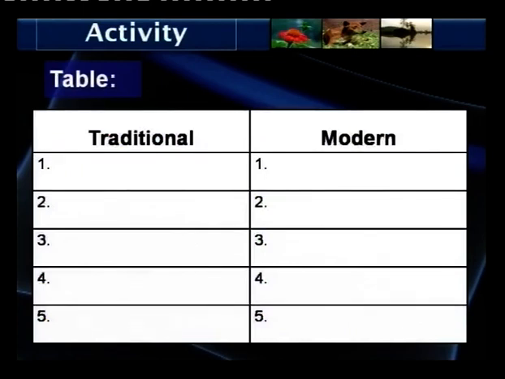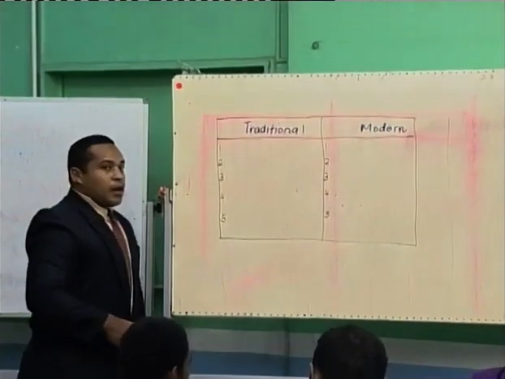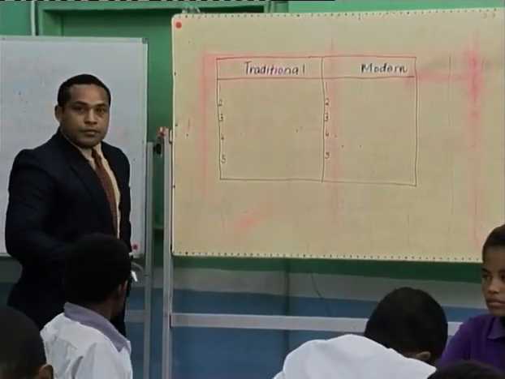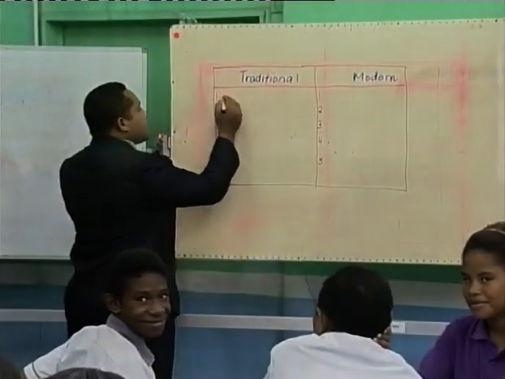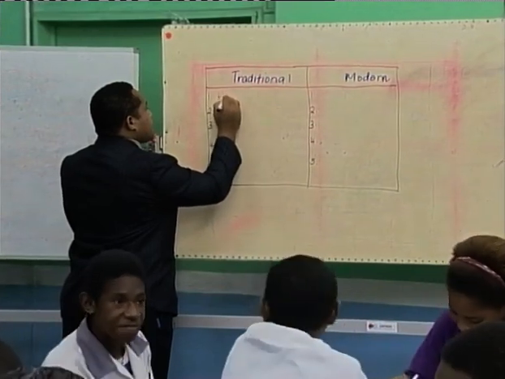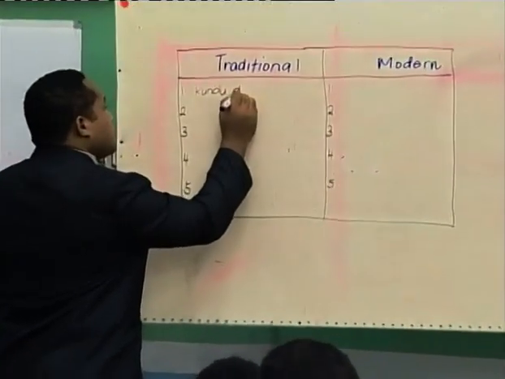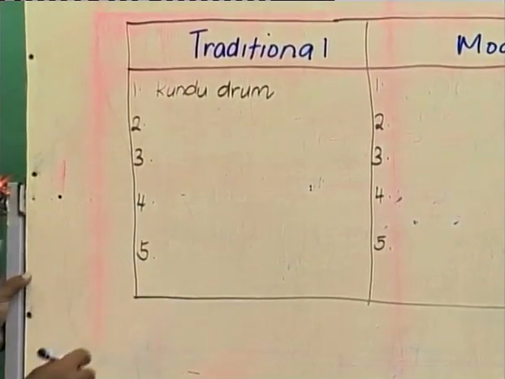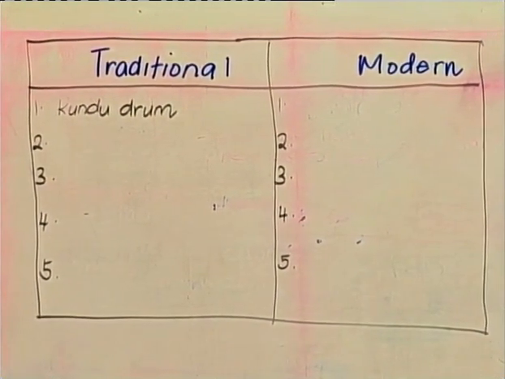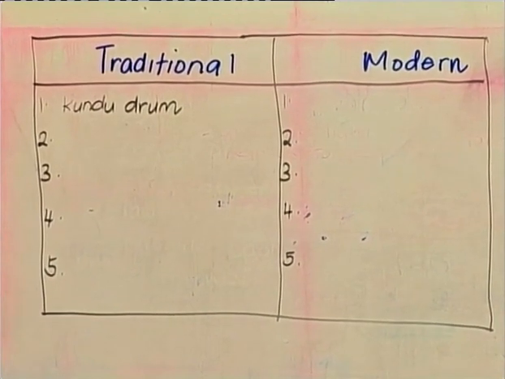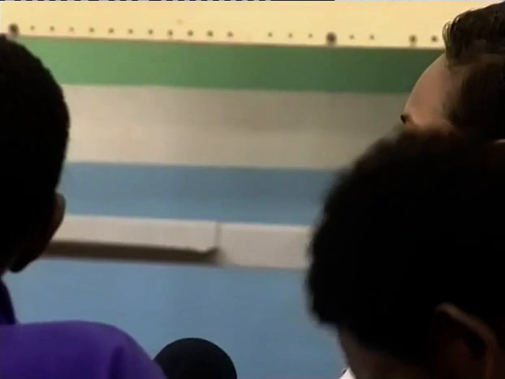Okay, stop. Receiving students and 6C, let's go through the answers together. Okay, name me one traditional machine. Aaron? Kundu drum. Kundu drum. Thank you. Modern machine. Robert? Computers. Computers. Very good.